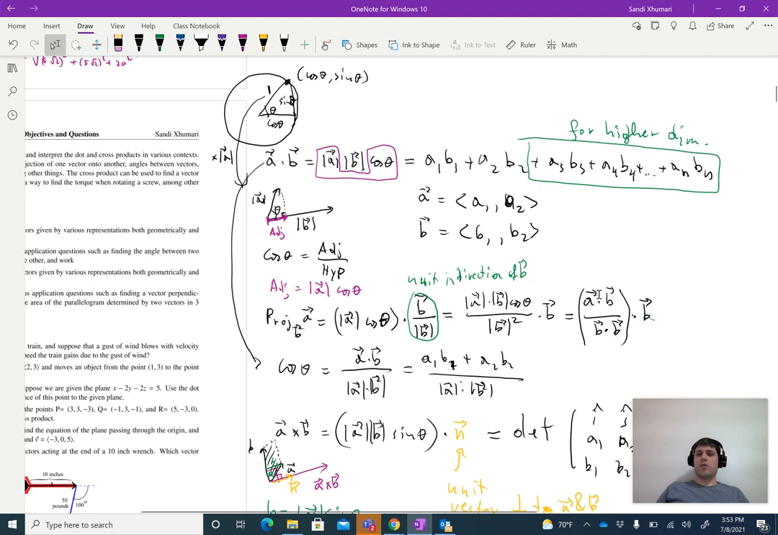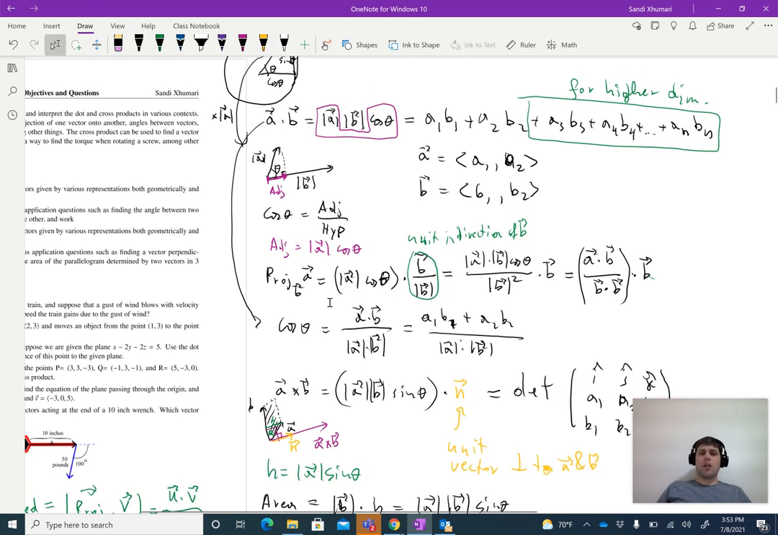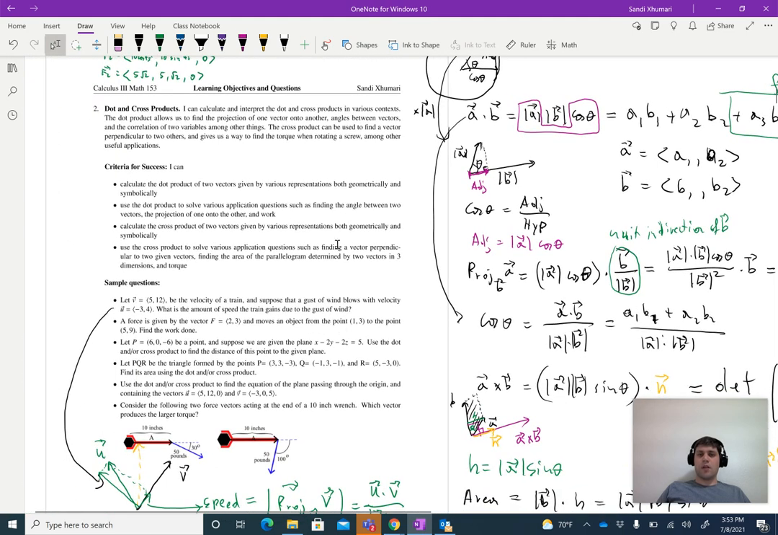And this part here, the coefficient, you can use the symbolic way of multiplying components and adding up to figure it out. And so that gives you the projection, and work. To figure out work, well, you just do the dot product of force times displacement. That's the definition of work.